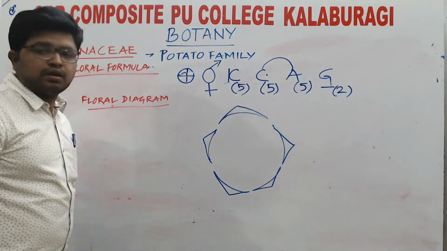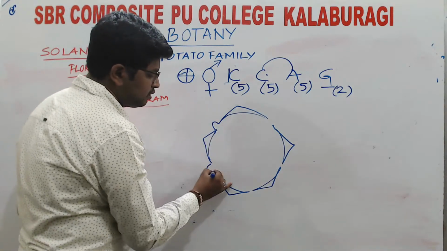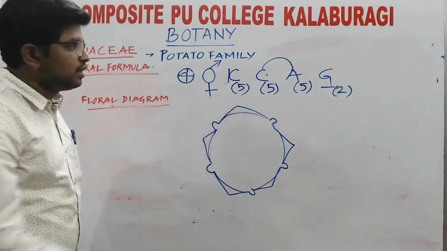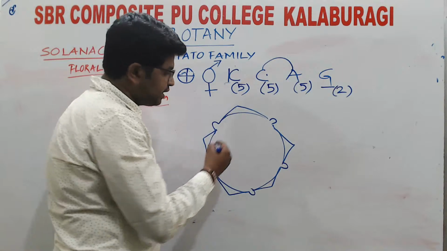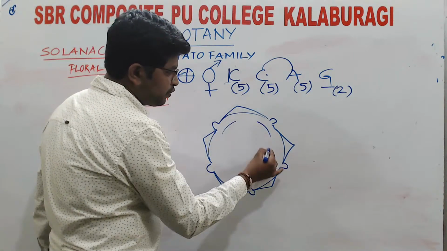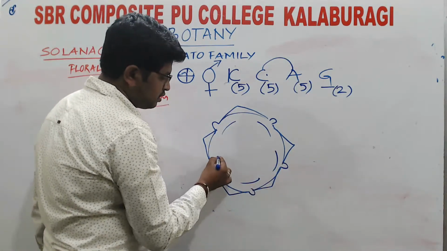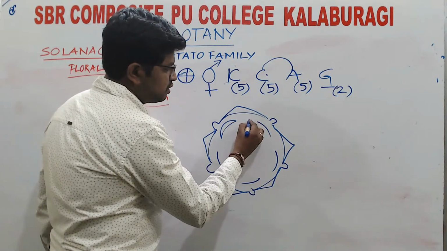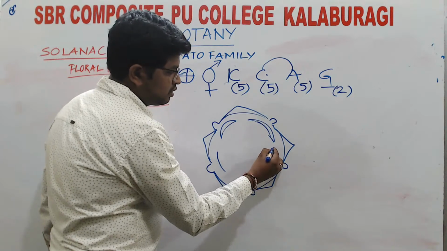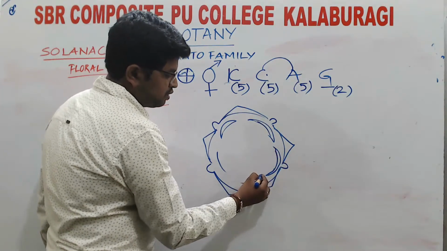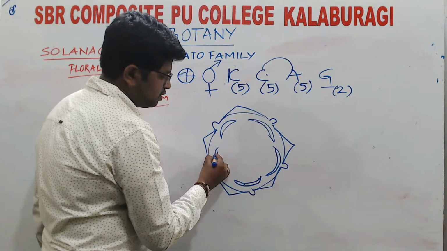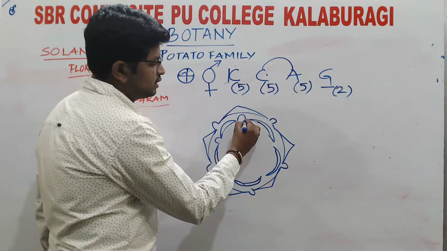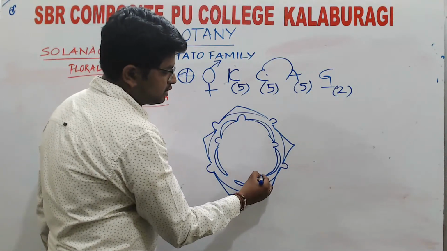Five words I have done. Are they united? Yes, they are united. Right? Next, inner to that is the petals. Petals are united. Yes, they are united. So I'm going to draw five petals. Five petals have fusion. Yes, they show fusion. Fusion is shown like this.